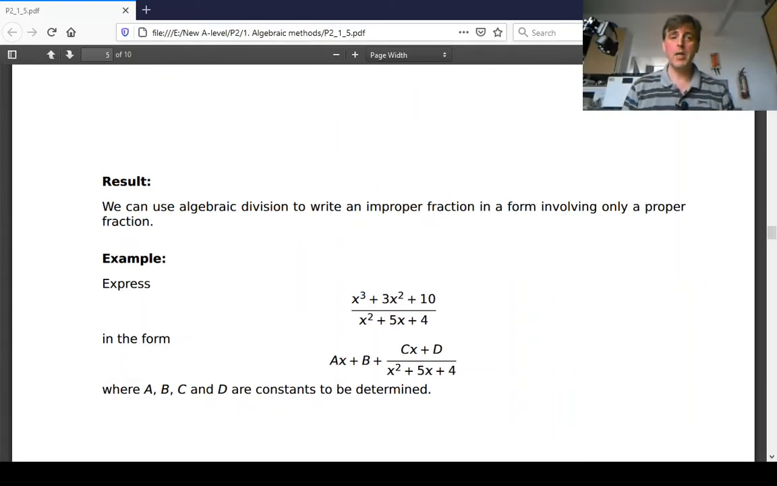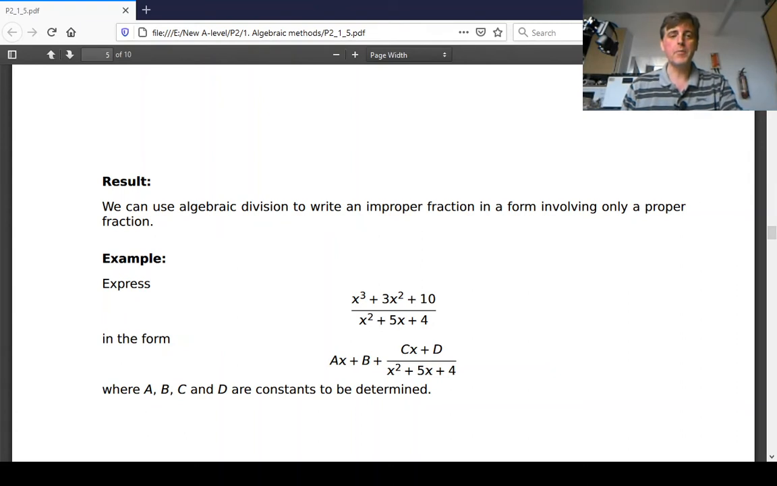Now, one of the things that we need to be able to do is take an improper algebraic fraction and write it in a form which involves only a proper fraction. I'm going to show you an example of what we mean here, but it's going to involve this technique which we learnt already called algebraic division. So the example on the screen is the fraction x cubed plus 3x squared plus 10, all divided by x squared plus 5x plus 4. And that's an improper algebraic fraction because the degree of the cubic on the top, degree 3, is greater than or equal to the degree of the quadratic, degree 2, on the bottom.